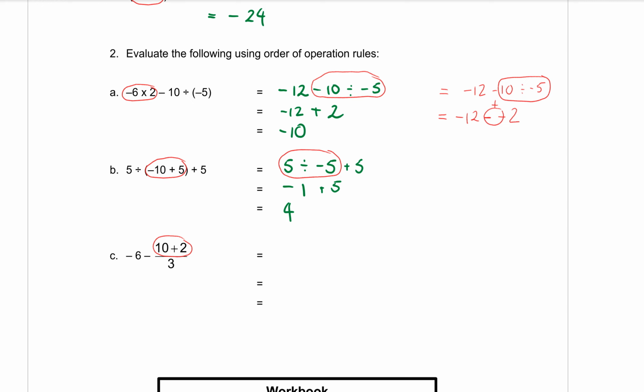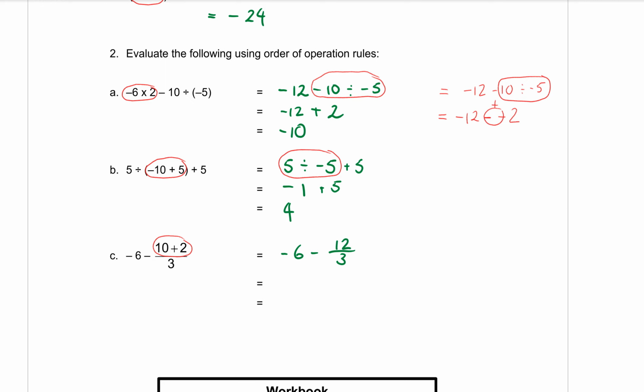So whenever you have a problem with a fraction in it, you have to work out any problems on the top or bottom of those fractions first. Okay? All right. So leaving the other pieces, we've got a minus 6. Then we have a minus sign. I have a fraction with a 3 on the bottom, and I'm just going to be working out that circle part on top. 10 plus 2, that's an easy one, that's 12.